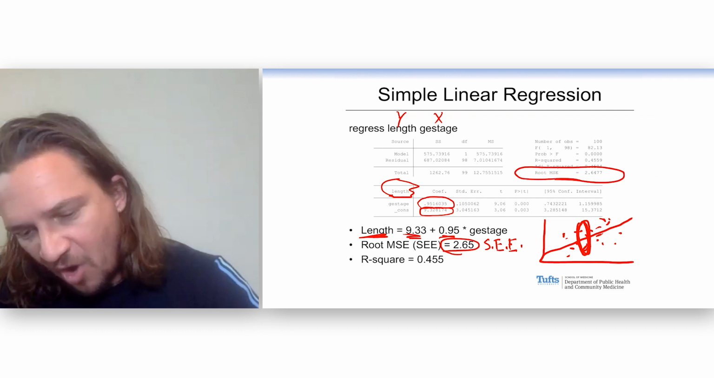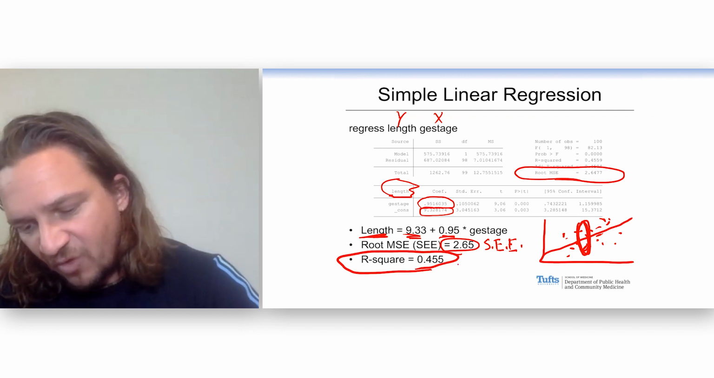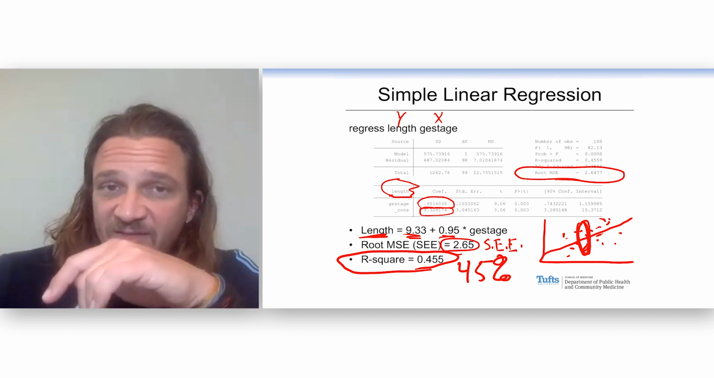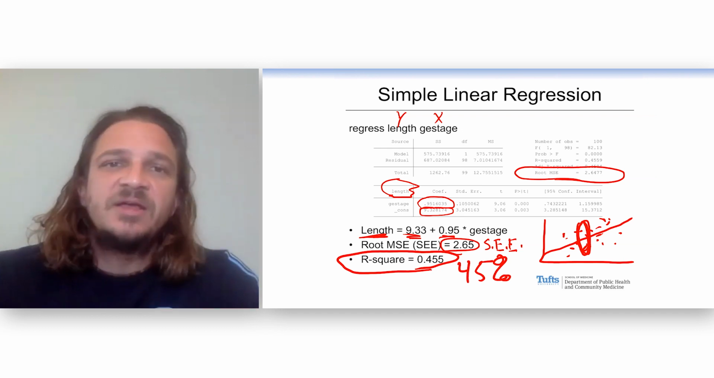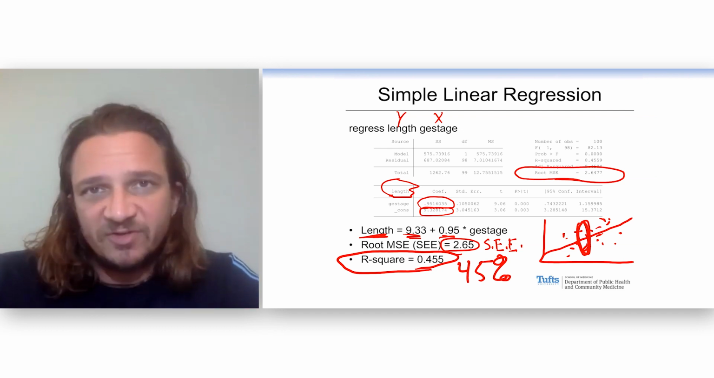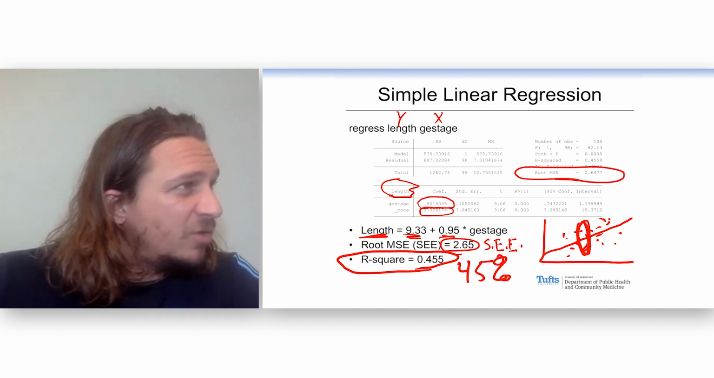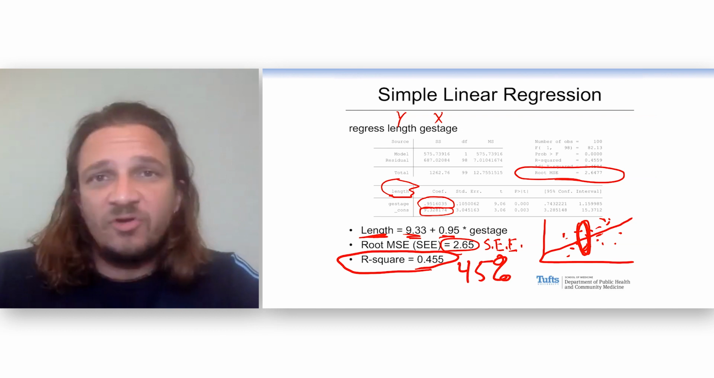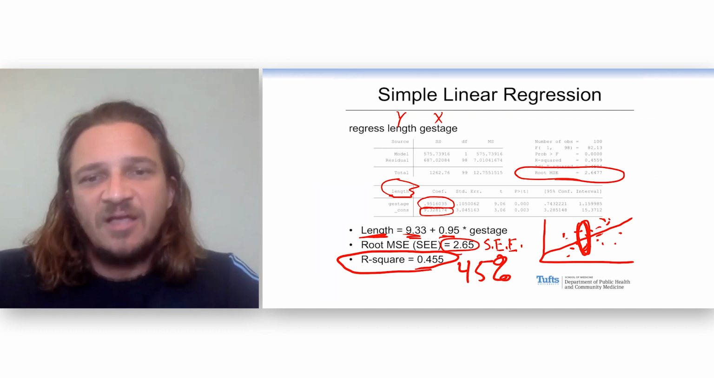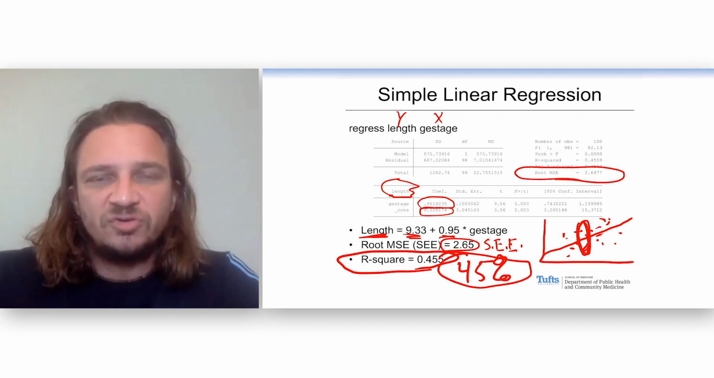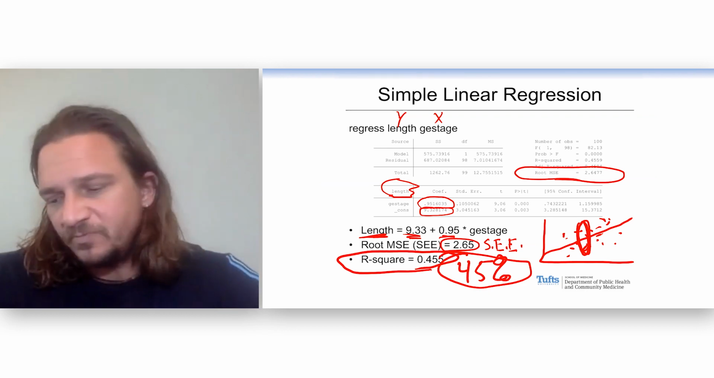We also have the R squared. 45% of the variability in birth length can be described simply by gestational age. Lots of other things go into it. Genetics, drug use, what your grandmother ate when your mother is in the womb, right? The epigenetics. But 45% of the variability can be explained or is due to just this variable alone.